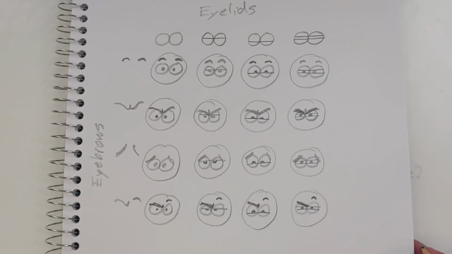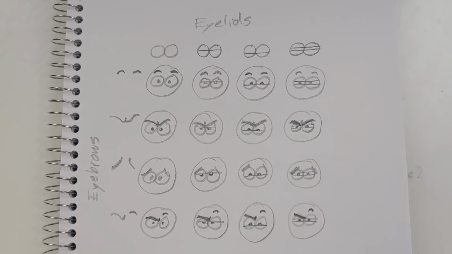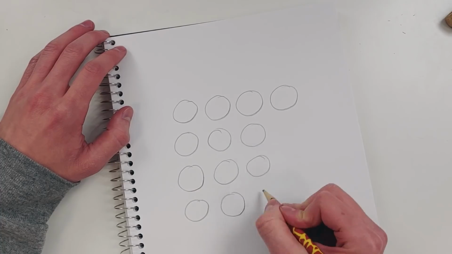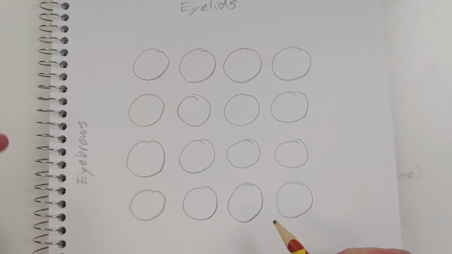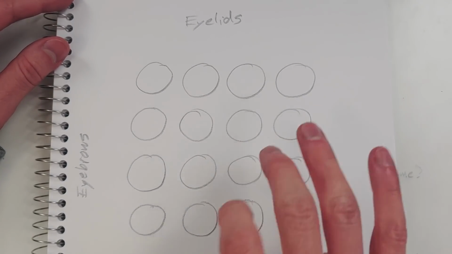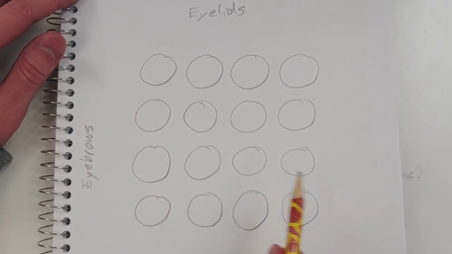I've come up with a super easy way to draw facial expressions, and it works like a multiplication table, except instead of using numbers, we use eyebrows and eyelids. Watch this. All right, I wanted to show you something. We're gonna create a grid of 4, okay? Eyebrows, eyelids, okay? Eyelids are gonna go down, eyebrows are gonna go this way.